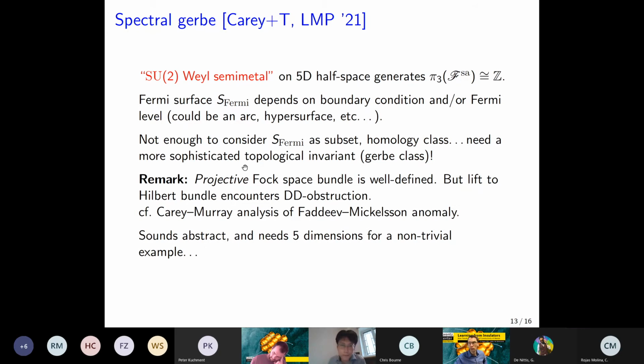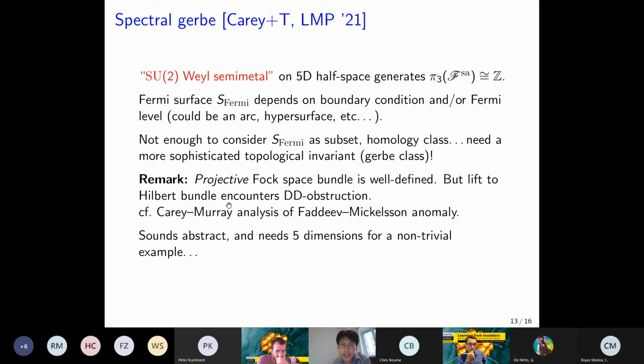Okay. So for those of you who do a bit of high energy physics or string theory, you might recognize this as a kind of story in what's called the Faddeev-Mickelsson anomaly. And it is well known that projectively the Fock space bundle is well defined. So the choice of the vacuum level, although it modifies the Fock space, modifies it up to something which is controlled by a determinant line bundle, so up to a local phase.